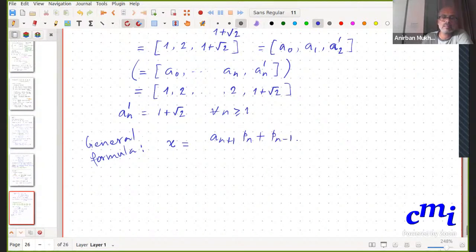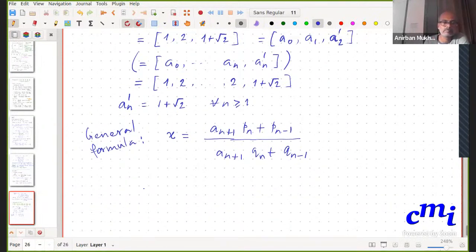Pn minus 1, and the denominator is Qn plus 1 Qn minus 1. Yeah, so let's use it. Oh sorry, this is the complete quotient, an plus 1 dash. This is a complete quotient. That's the form. So x is square root of 2 here, and all the complete quotients are 1 plus square root of 2.